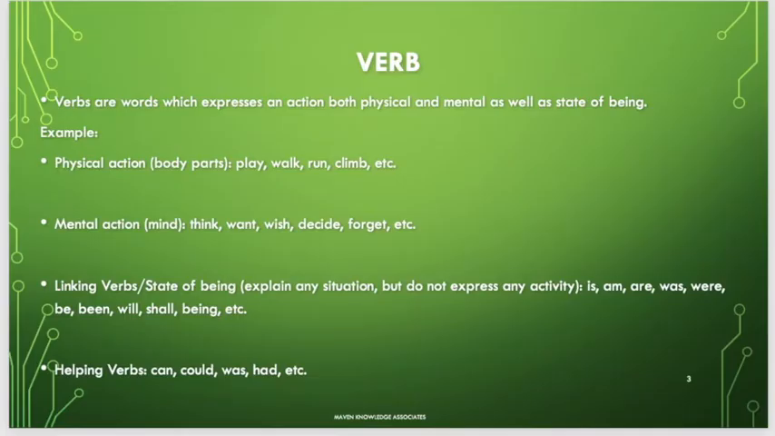So first of all, what is a verb? Verbs are words which express action, which can be both physical as well as mental. Physical actions are those which involve your body part. Mental action involves your mind, your brain. Linking verbs are those verbs which do not involve any activity or action. They just explain a situation. Helping verbs are can, could, was, had. I have discussed all these verbs in detail in my previous videos, so you can refer to those videos for detailed understanding of each type of verb.